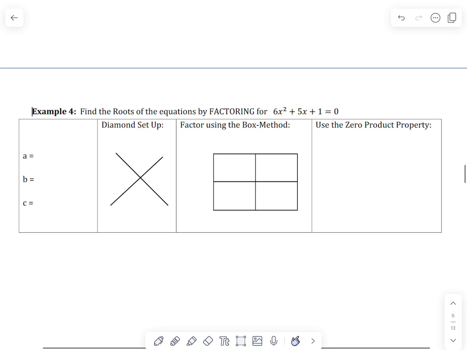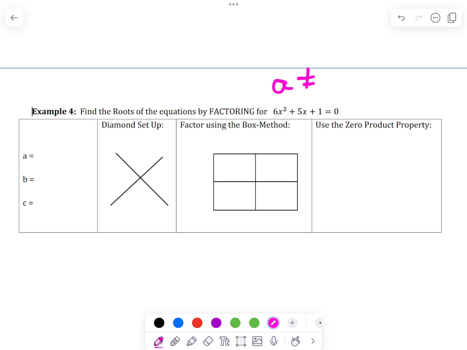So here's an example. We've already been doing the diamond box when a equals 1. These examples now are when a does not equal 1. So we go through the same process. We set the equation equal to 0, which it already is, and then we identify the a, b, and c. Then we do our diamond setup. The top of the diamond is a times c, so 6 times 1 is 6. The bottom of the diamond is your b, which is 5.